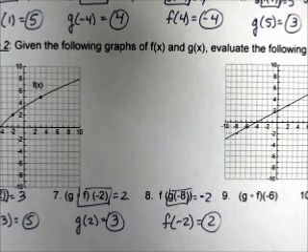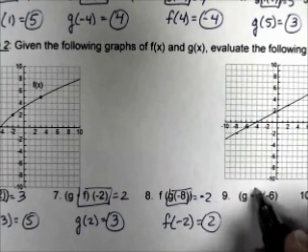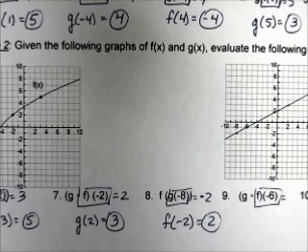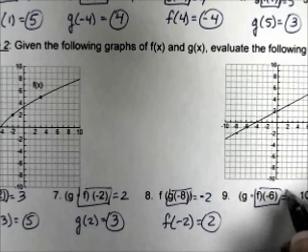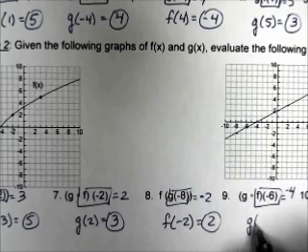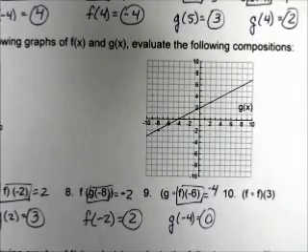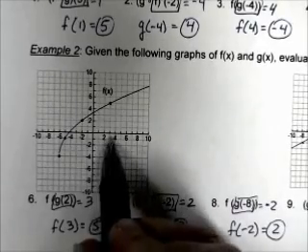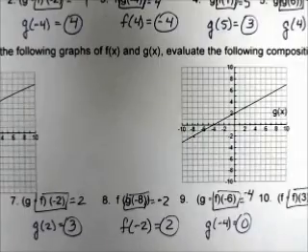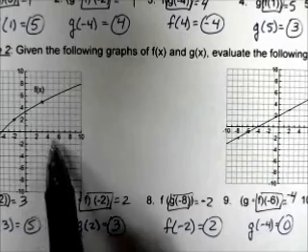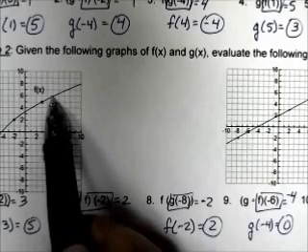G of f of negative 6. F of negative 6, negative 4. G of negative 4 is 0. F of f of 3. So f of 3, all right, let's go back here. F of 3 is 5, and then I'll stay there. And then f of 5 is going to be 6.